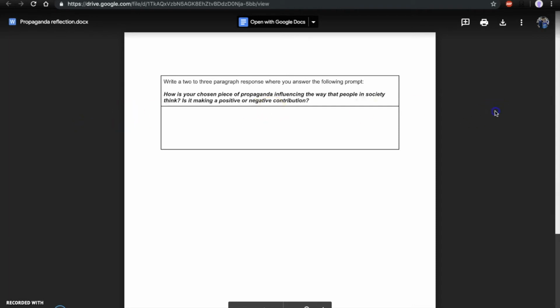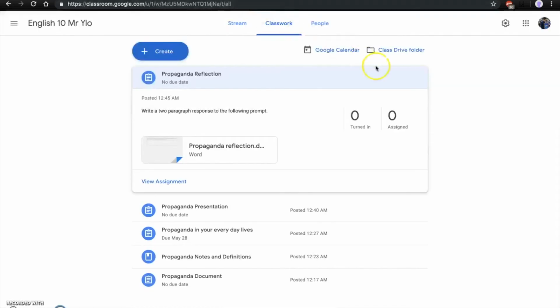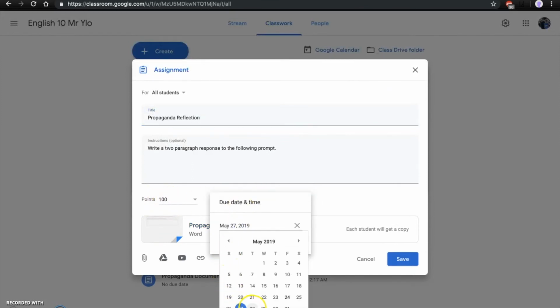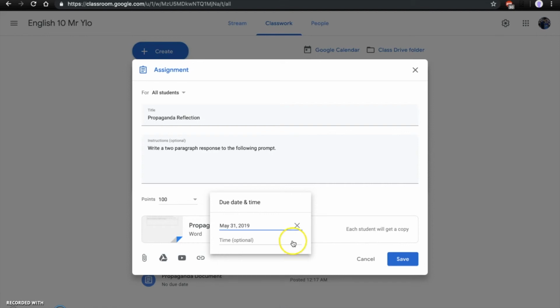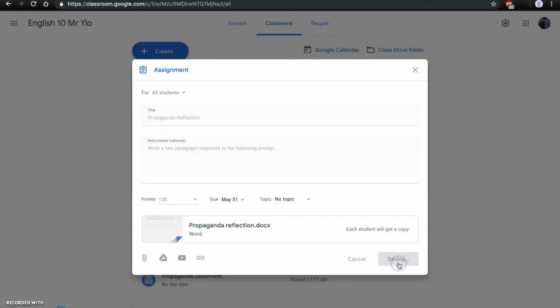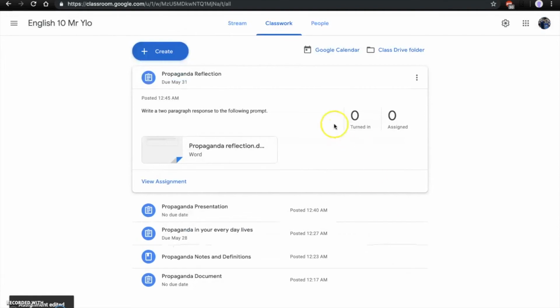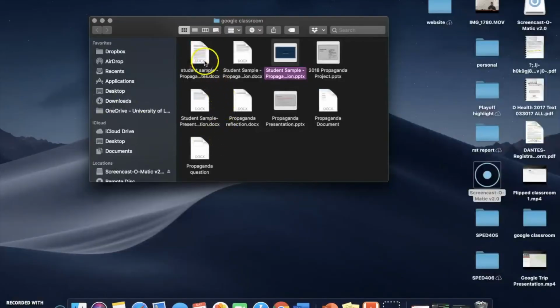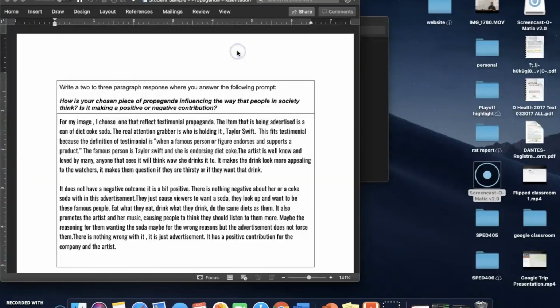So this is just a reflection, but they are going to be graded, and that is why I did put 100 points on there, right here. Let's make a due date, assuming they presented these days. Let's go Friday, and let's save it. There we go. Now, let us see a student reflection.